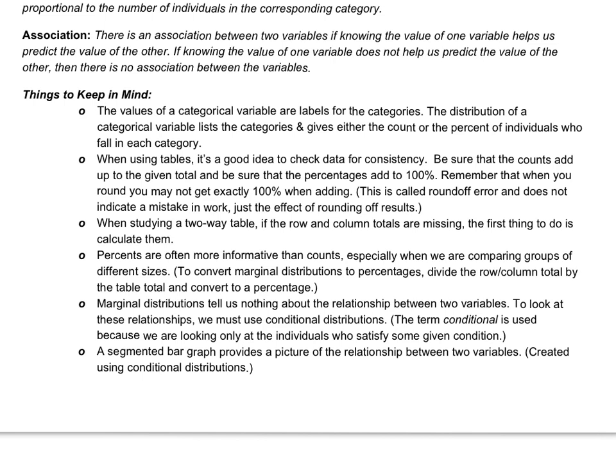Percents are often more informative than counts, especially when we're comparing two groups of different sizes. If we're looking at one group that has 100 people and the other group has 200, our frequencies, the actual counts, are going to look very different when in reality the proportions may be exactly the same. A segmented bar graph provides a picture of the relationship between two variables, and we do this by using conditional relative frequencies or conditional distributions.